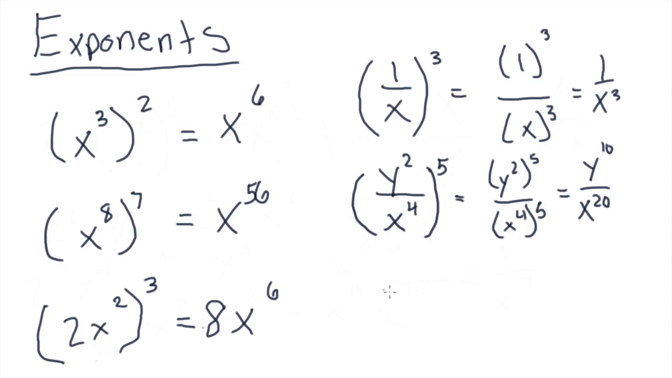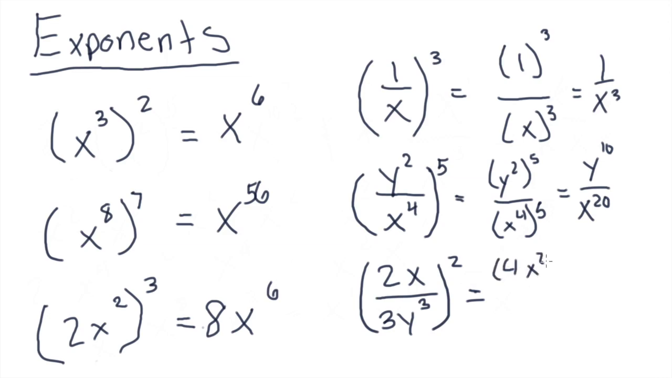Let's try one more like this. So 2x over 3y to the 3rd, all power squared. Start by simplifying the top and the bottom. That would become 4x squared over 9y to the 6th.